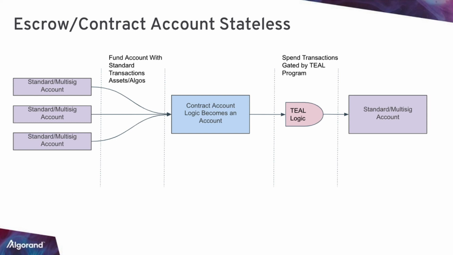And like I said, you can fund it with assets, algos, all the standard stuff that you would do with a normal Algorand address. So that's basically an escrow contract account's usage. You'll note that anytime a transaction occurs from the escrow account, you supply the TEAL logic. And you'll see when I show you examples of this how that is done.